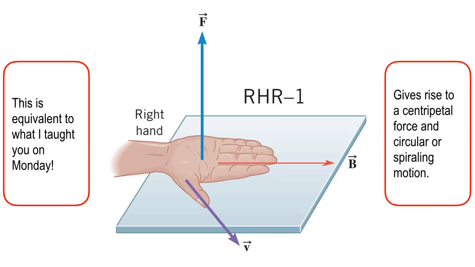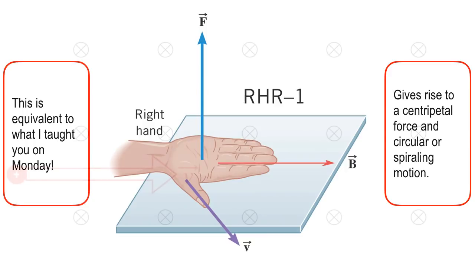Anyways, it's tricky. But the thing that's important for us and that we talked about last time is that the magnetic force gives rise to a centripetal force and a circular or spiraling motion. Now, we're going to go through two examples in detail today, in which the magnetic force is balanced and in which the magnetic force is unbalanced. So the first one we're going to do is the balanced example.